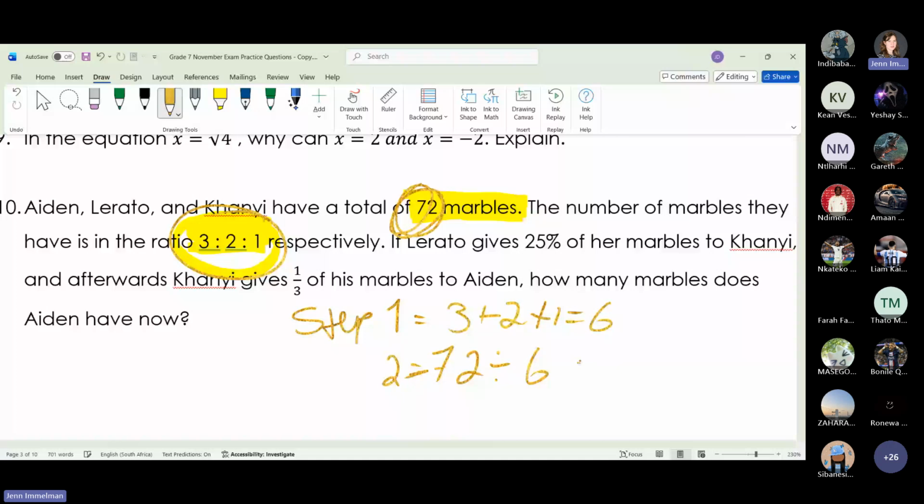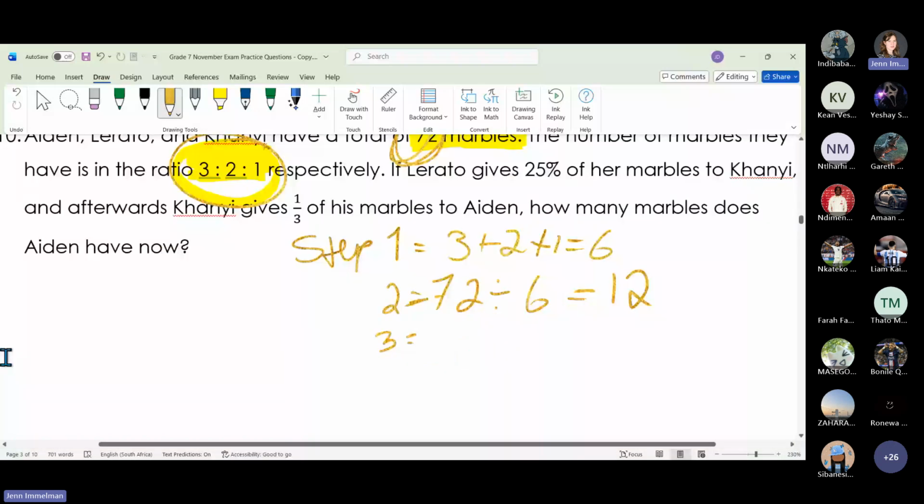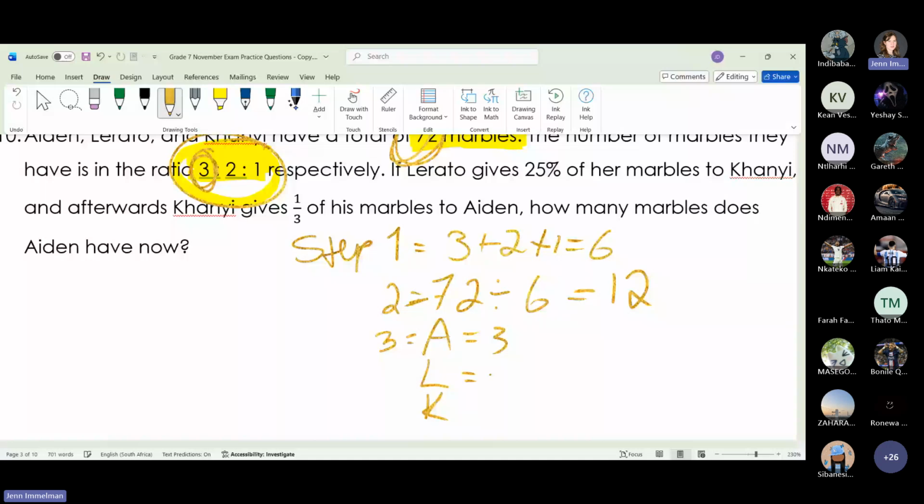Step 3, I take each of my ratios. So it's Aiden, Lerato, and Kanye. I'm just going to do ALK, I'm not going to write out the names in full. For Aiden, his number was 3. Lerato's number was 2. Kanye's number was 1. And I times it by my answer in step 2, 12. 3 times 12 is 36. 2 times 12 is 24. 1 times 12 is 12.